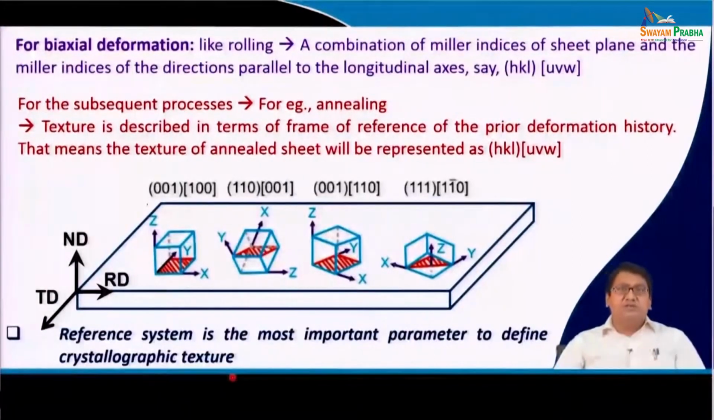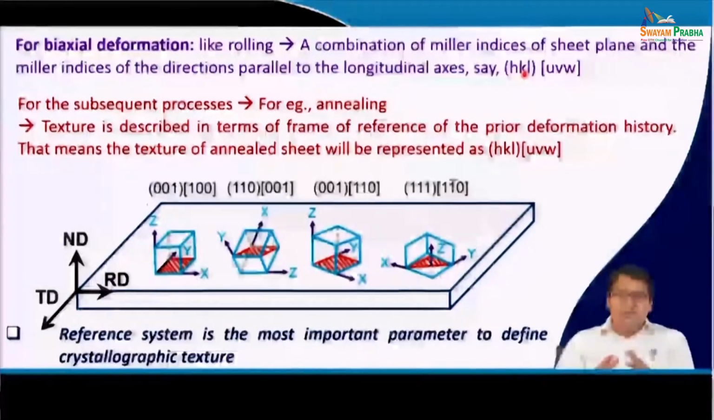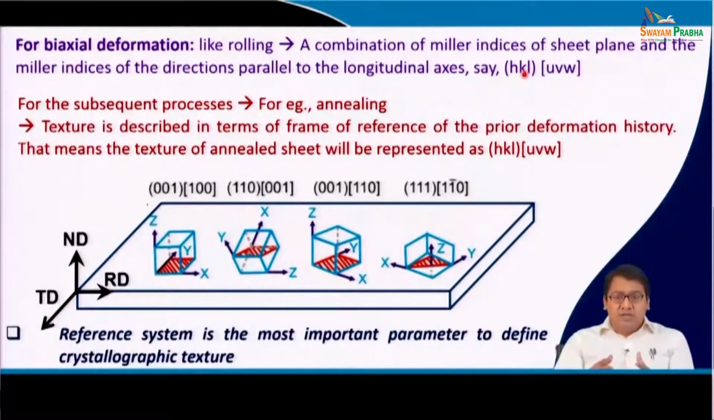In case of biaxial deformation such as rolling, or one can say plane strain compression like plane strain forging methods, a combination of Miller indices of the sheet plane and the Miller indices of the direction is needed. Say for example, if it is a rolled sample, then the normal direction of the rolling plane is important. So, the rolling plane is important. So, texture is expressed in terms of the rolling plane, say that is HKL. On the other hand, the rolling direction is very important. So, the texture is expressed in terms of the rolling direction, which could be UVW.